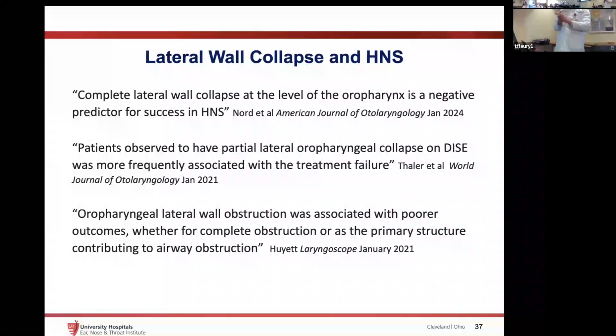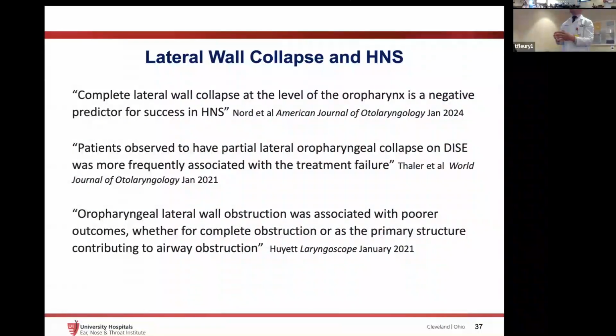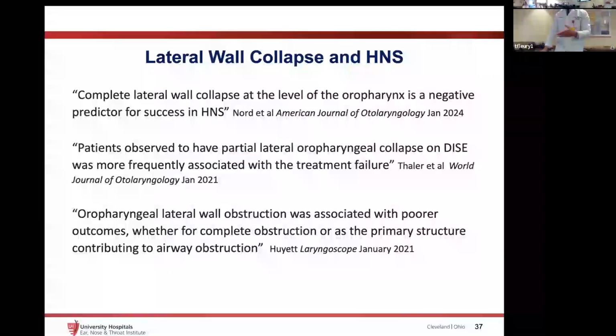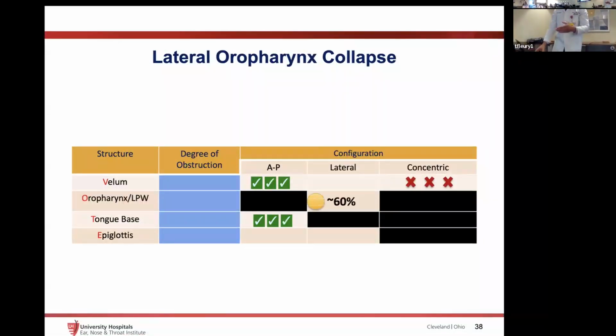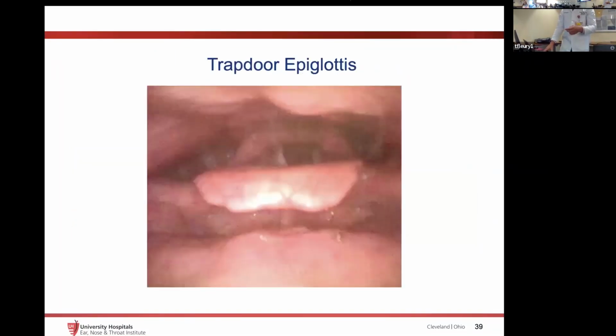So how about implanting this patient? It's a negative predictor of success. And if they have partial collapse, it's more associated with failure, poor outcomes. So we now have more literature showing that this will not be a good indication for surgery. You're talking about a 60% chance of success. Really not exciting.